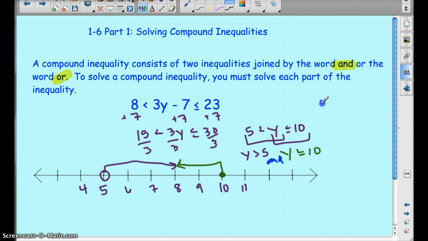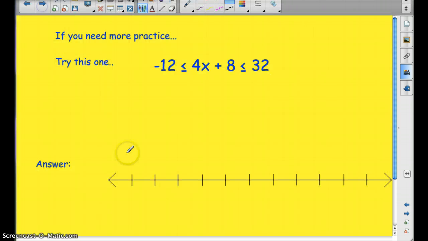And this would be an intersection because our solutions are in between two values. If you would like more practice with this, go ahead and pause the video at this time and solve this problem. When you unpause it, I will have the solution for you.